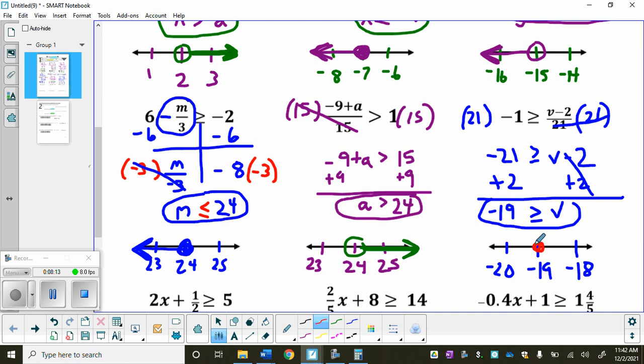So I'm going to have a closed circle because of the or equal to, because of that line right there. And for less than, everything is going to be this way. V is less than or equal to the negative 19.